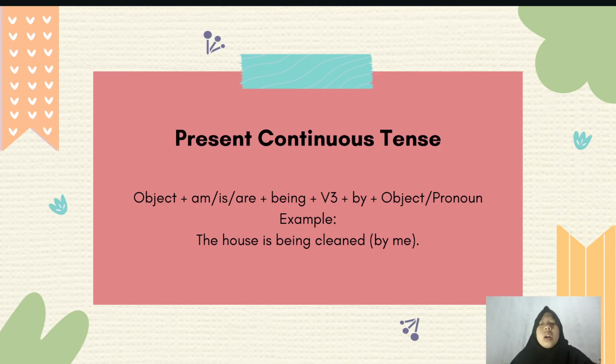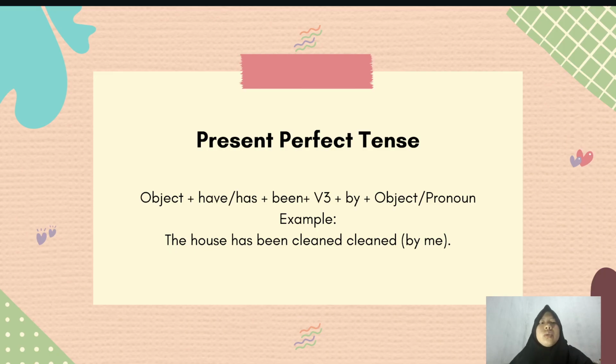Okay, moving on to the present perfect tense. We use this tense to talk about actions that started in the past and are still relevant or have an effect in the present. To form the passive voice in the present perfect, we use has been or have been followed by the past participle. For example, in active voice, I have cleaned the house, and the passive voice is the house has been cleaned.